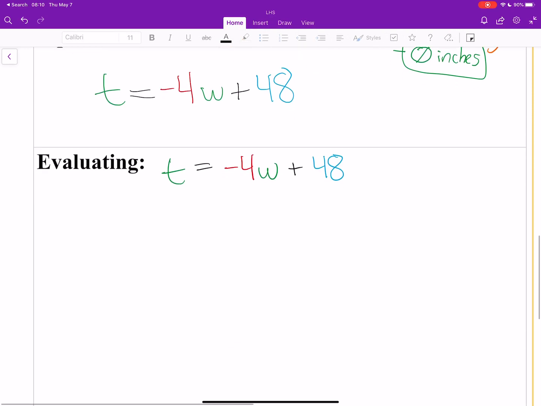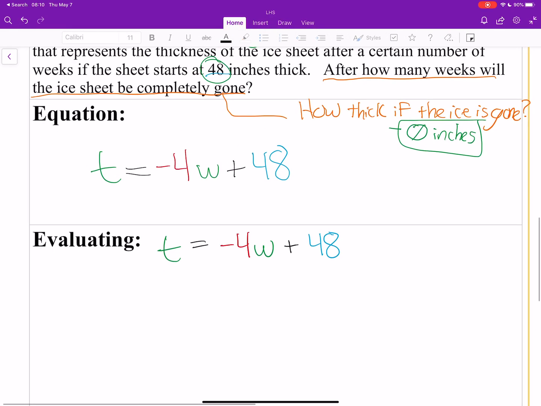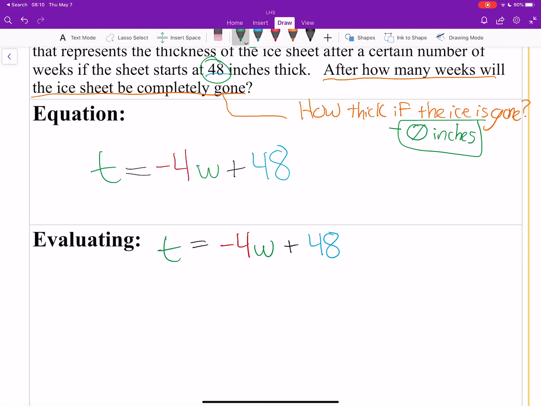Okay. Now I need to figure out, is the 0 going to go in for T or going to go in for W? Now, it's a little easier when you're doing this all together at once, because if you remember, step 4 is to define the variables when we're writing equations. And so when we defined the variables for this particular one, I said T equals thickness and W equals weeks. Or we could also say the time as time goes on.